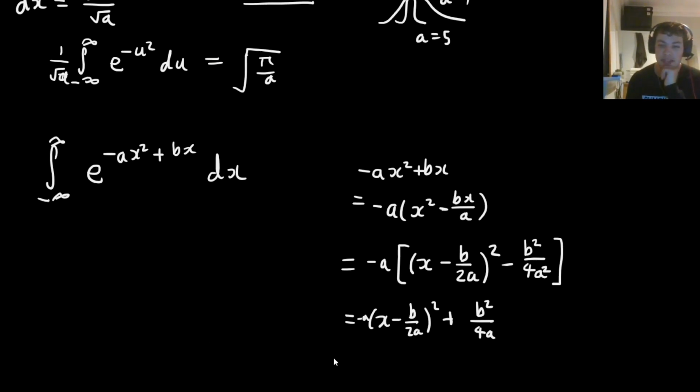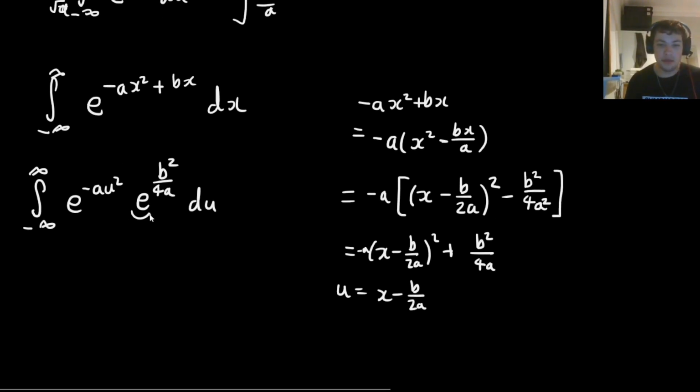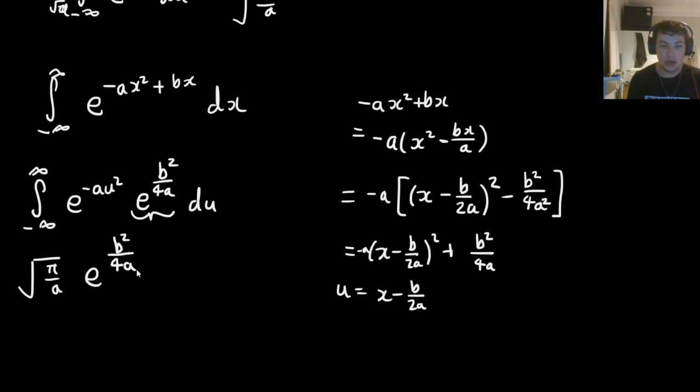Now what we do is we let u equal x minus b over 2a. Again, the bounds of the integral are not going to change, because when x is infinity, u is still infinity, because b is not bigger than infinity. And when x is minus infinity, u is minus infinity. So we get e to the negative a u squared times e to the b squared over 4a du, because du is equal to dx. We can pull this out because it's just a constant, and so we get square root pi over a e to the b squared over 4a.